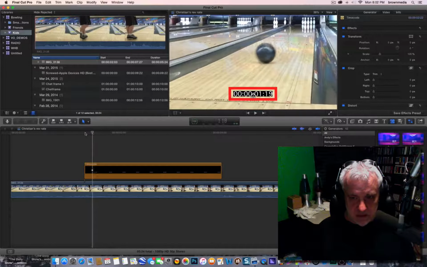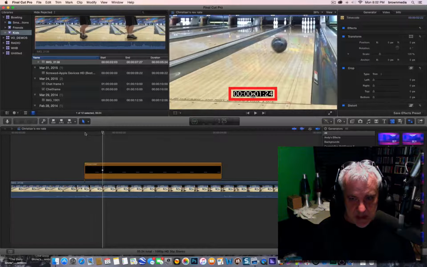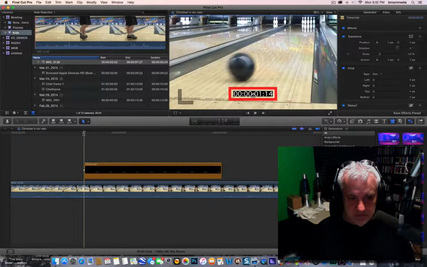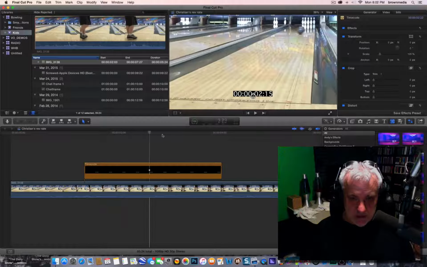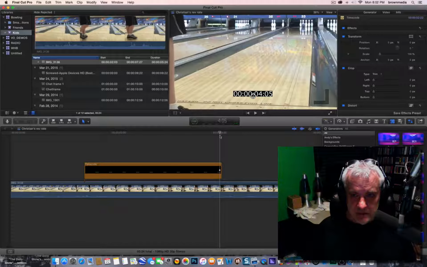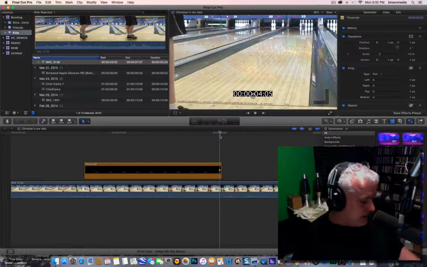If you notice how it counts up, it'll get to 29, and then it'll roll over to 2 seconds. So there's 30 frames per second. It touches the lane at 1:14, and the ball hits the pins right after the 4 second 5 frame mark.